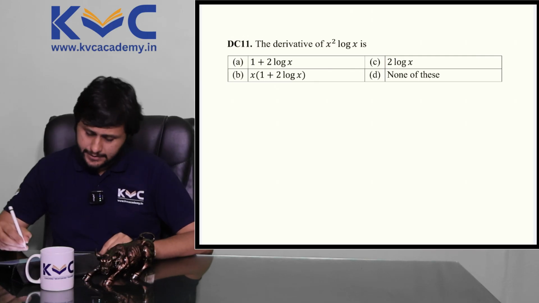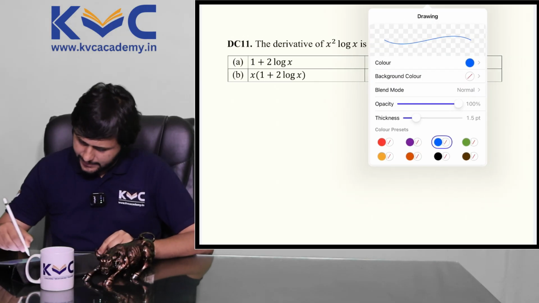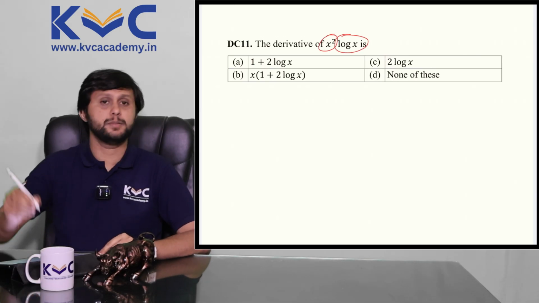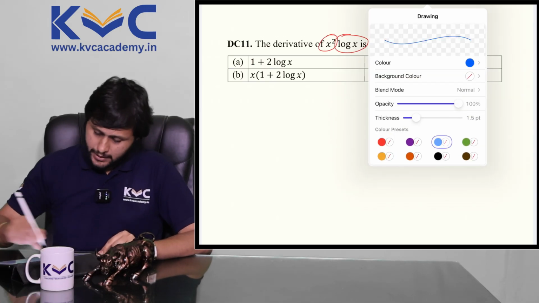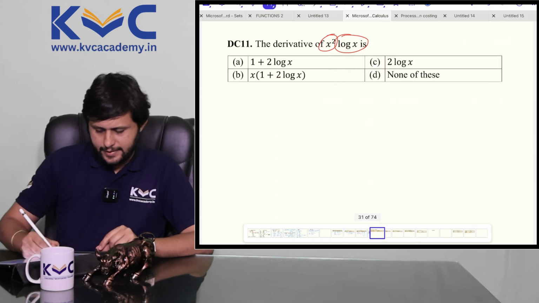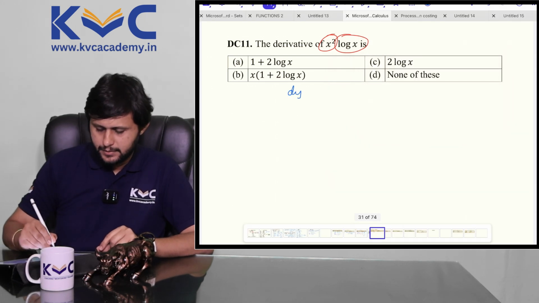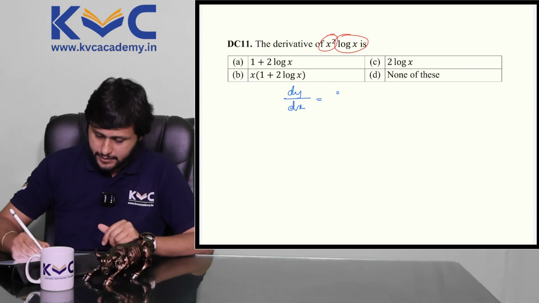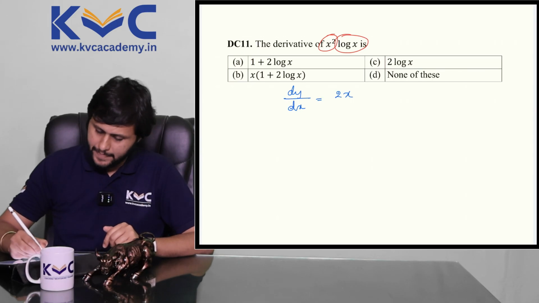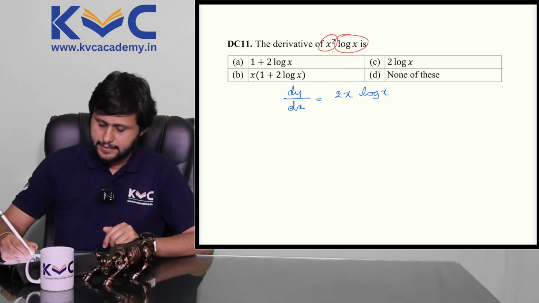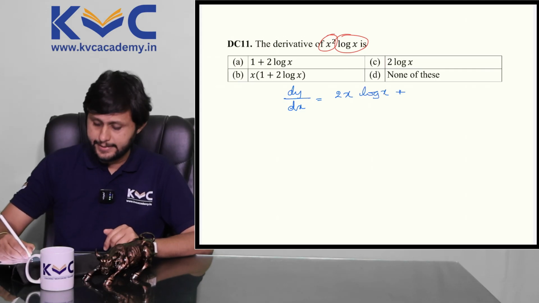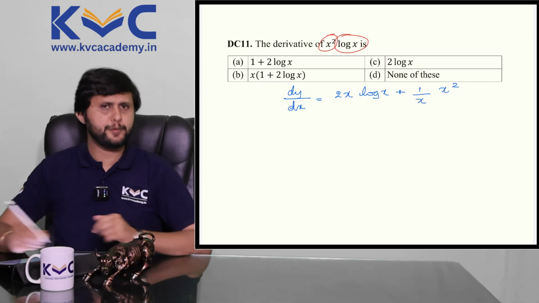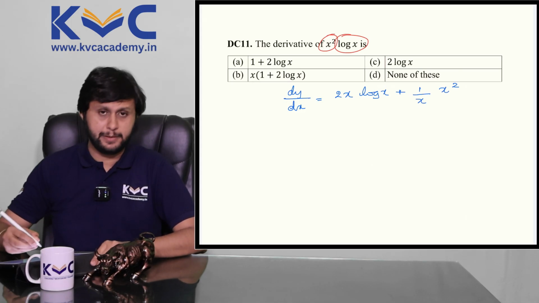Question number 11. Looks like something similar we have solved. Anyways, we'll solve it again. We have first function, second function, product rule. Anyways, y is not given, but we will still write dy by dx. Differentiation of x square is 2x, log x as it is, plus differentiation of log x is 1 by x, first function as it is. Differentiation is complete, but we now have to simplify.